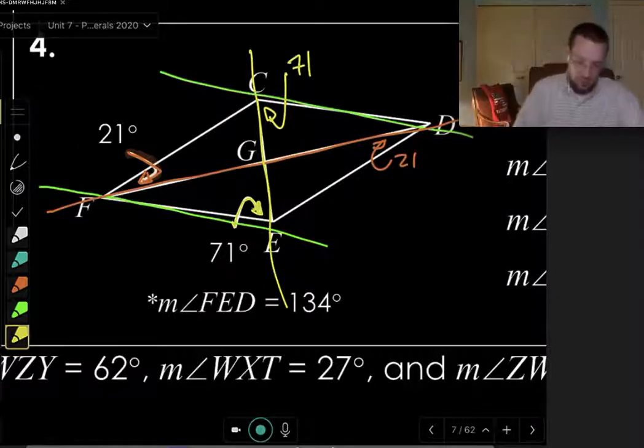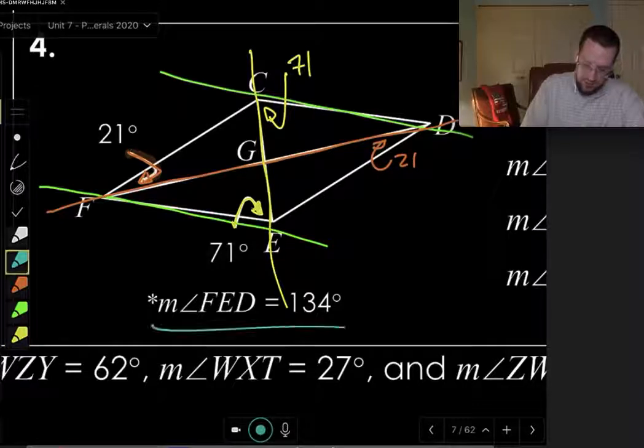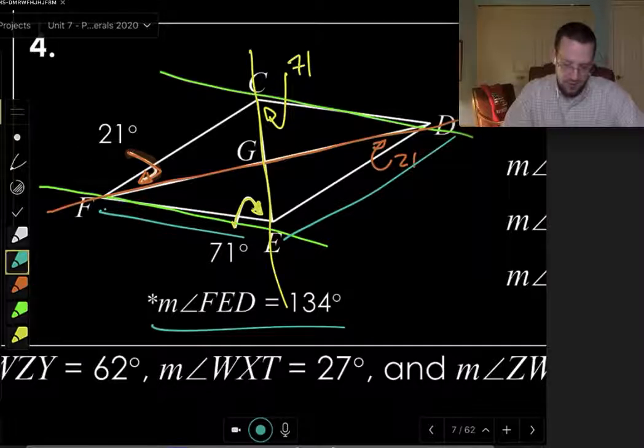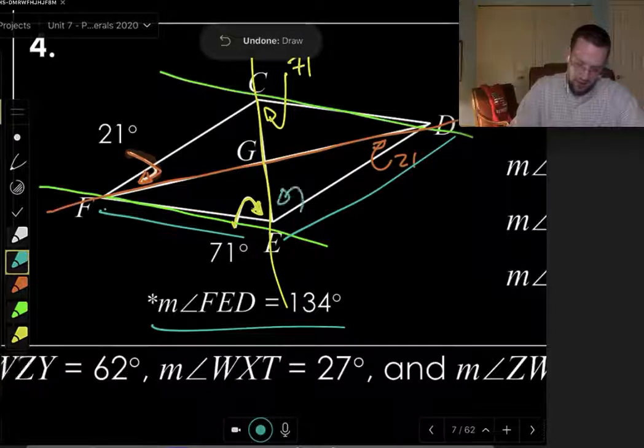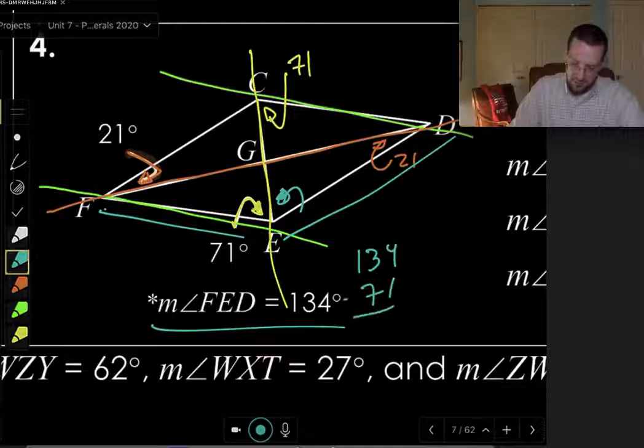When we're told this one here, FED, is 134, that's this one here. So we have the whole angle, and I can find this one in here in blue by taking 134 and 71 and subtracting them. So this one here would be 53.